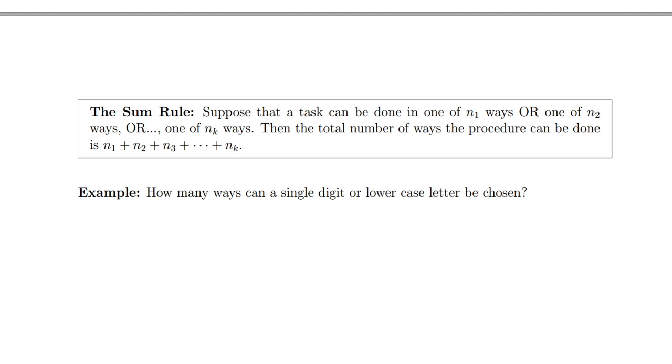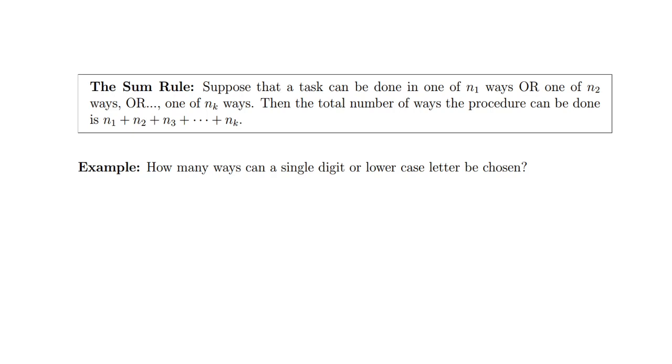Okay, another common rule, other than that product one that we had up above, is called the sum rule. Suppose that a task can be done in one of n1 ways, or of n2 ways, and so forth, nk ways. So when you are separating these tasks with ors, then the total number of ways that the procedure can be done would be the sum of all of those: n1 plus n2 plus n3, and so on, up to plus nk.